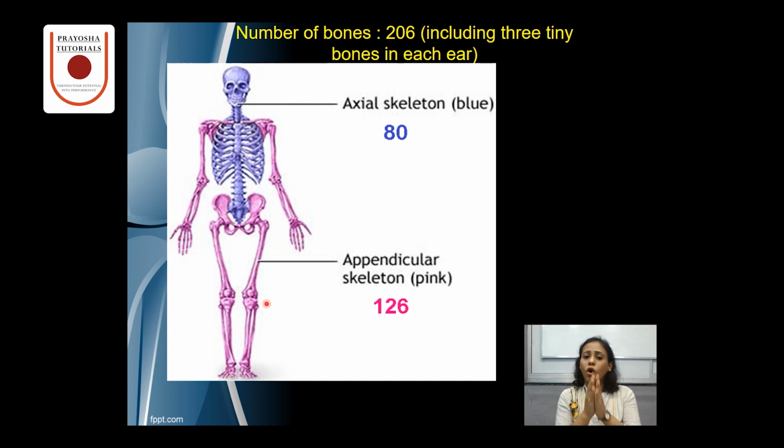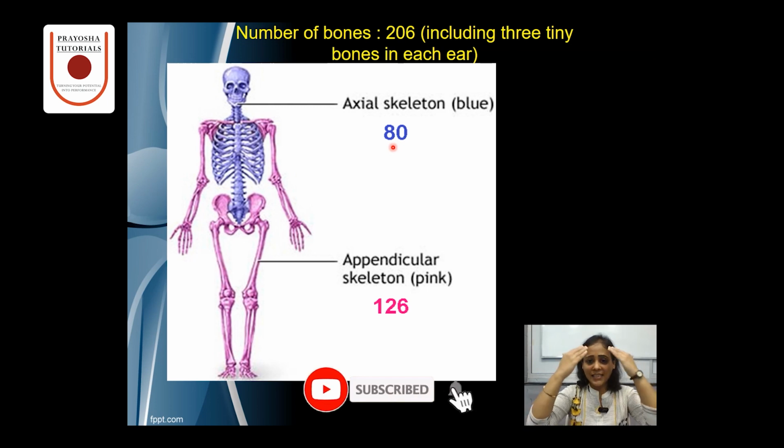When we are going to study all the bones, there are a total of 206 bones, which include the 3 tiny ear bones present. So 3 in one ear, 3 in the second ear. They are called the ear ossicles. Now, if you divide the 206 bones, you can divide them into two parts.